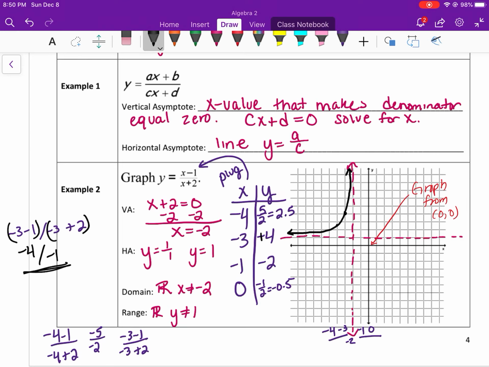Then I'm going to graph the point -1, -2 from the origin, from the 0, 0. So -1, -2, and then 0, -0.5. And then I'm going to, again, approach the asymptotes, get really, really close, but then never cross it. And there you can see my two branches of my hyperbola. They are mirror images of each other.